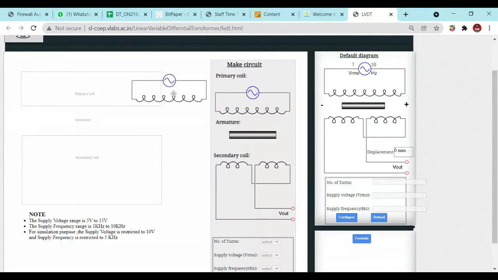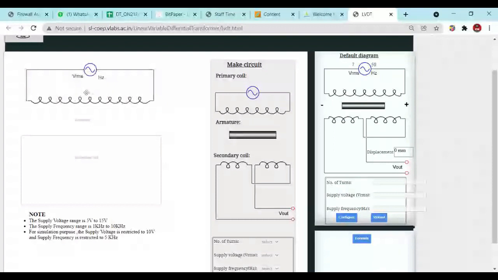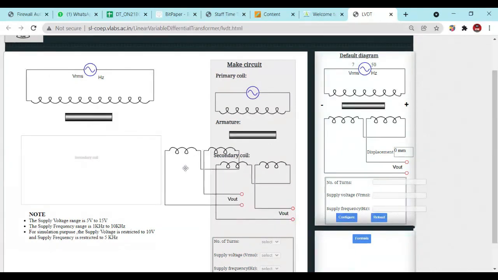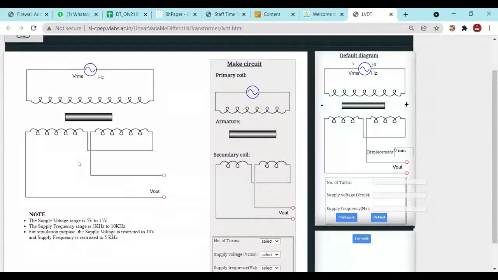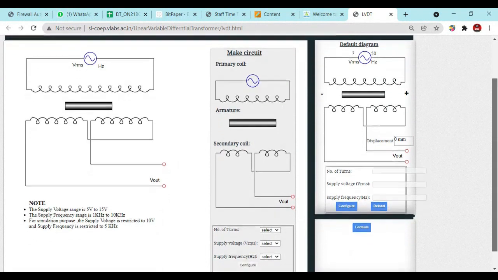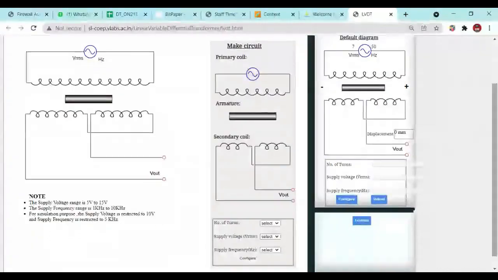So firstly, you select this binding, which is a primary binding, and drop it right here. Then you select the armature and drop this armature right here. Then you select the secondary binding and place it right here. After this, what you have to do is configure the LVDT.